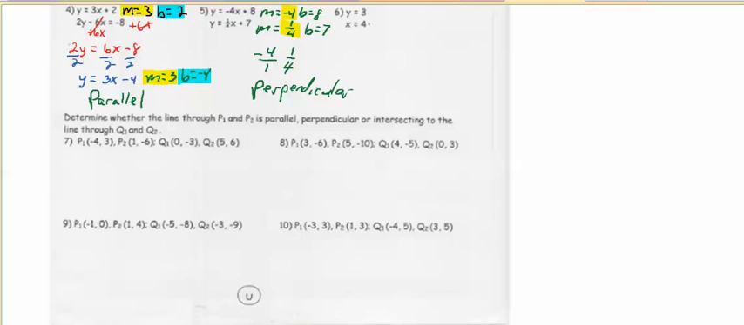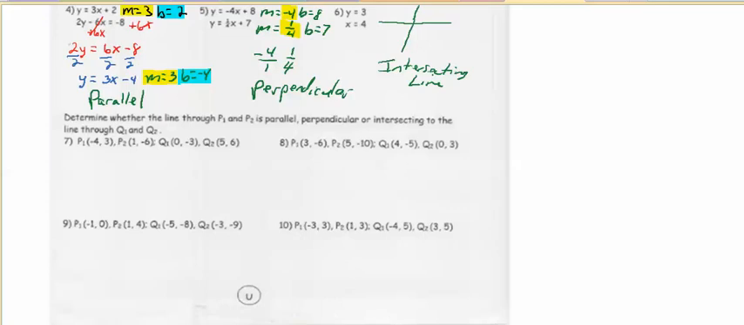Okay, and now these two. One is a 0 slope, and one is a no slope. So therefore, these are intersecting lines. And we're just going to call it they cross. Alright, they're intersecting lines. Alright, the last 7, 8, 9, and 10, we are only going to have to find the slope of the 2 points.